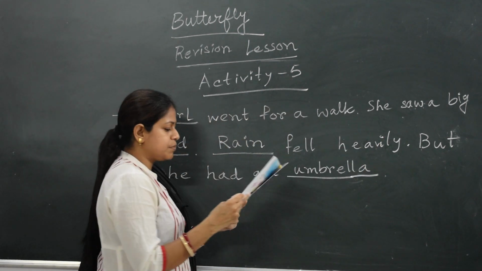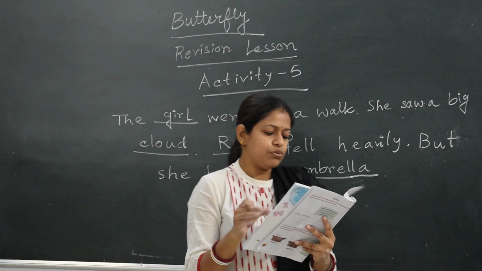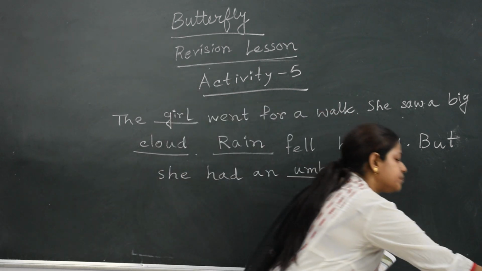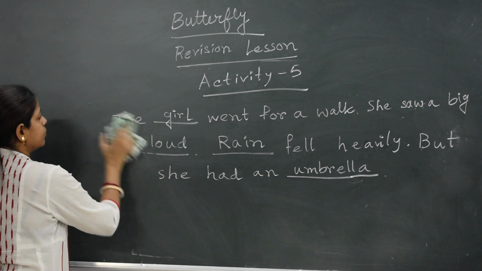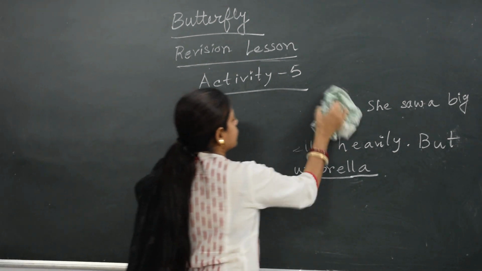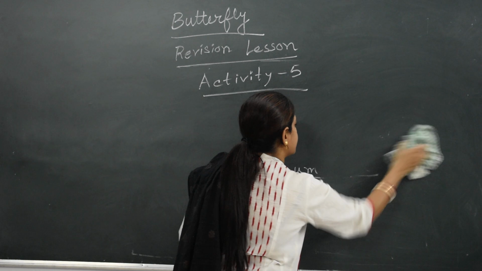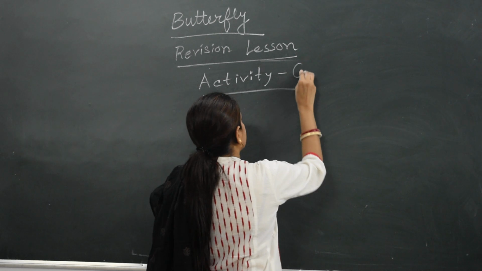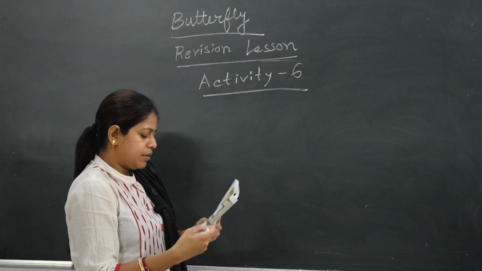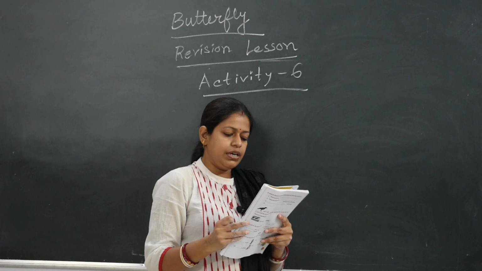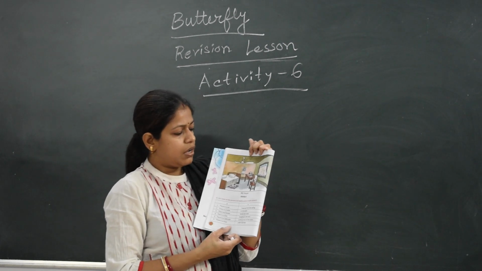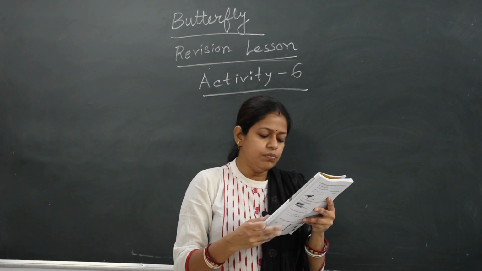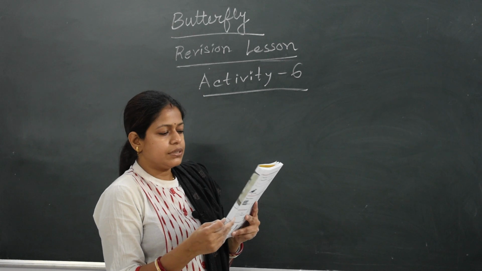So this is a nice picture story. Next, move on to page number 4, activity 6. Okay, in activity 6 we can see this is a picture of our room, maybe our room. This is a picture of the inside of a room.